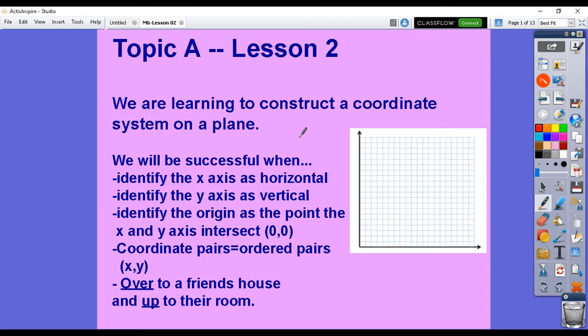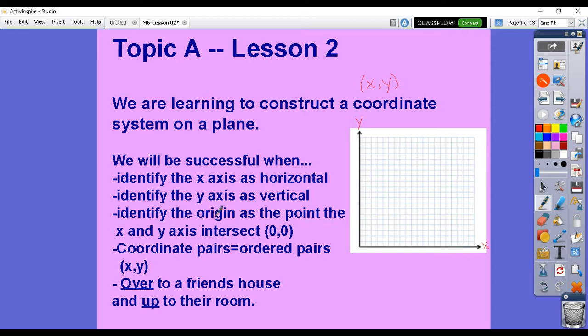I'm going to be teaching you Module 6, Lesson 2, where we're learning to construct a coordinate system on a plane. So when we're talking about this coordinate system, we're talking about this right here, or this is the plane, and the coordinate system is with those x, y coordinates. So we have to remember that the x-axis here is the horizontal one. So this is our x-axis. And the vertical axis is our y-axis.